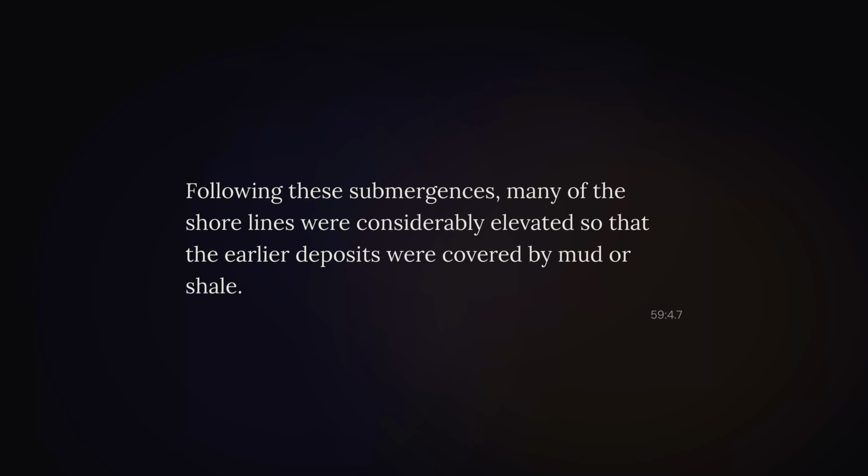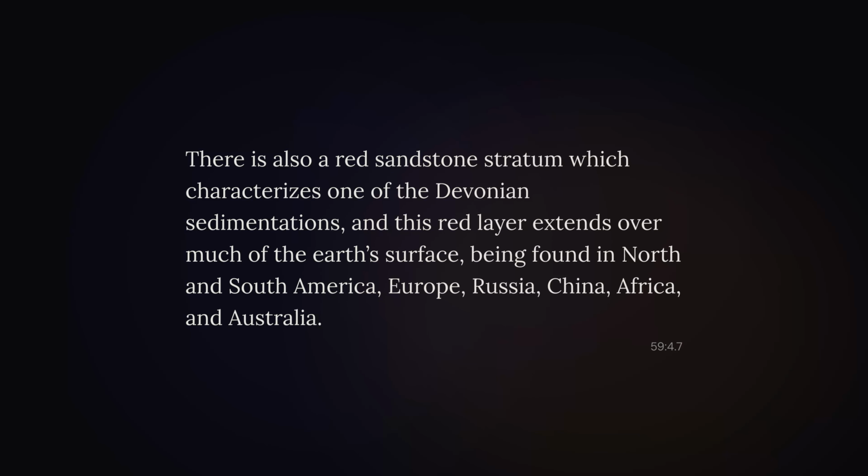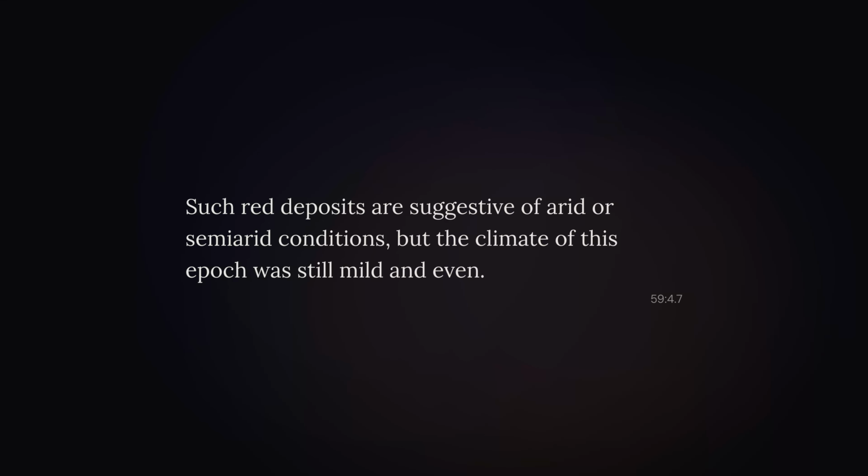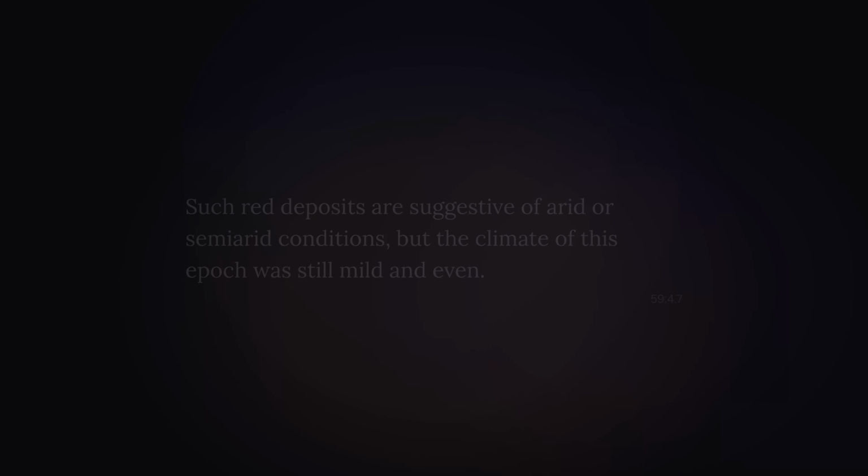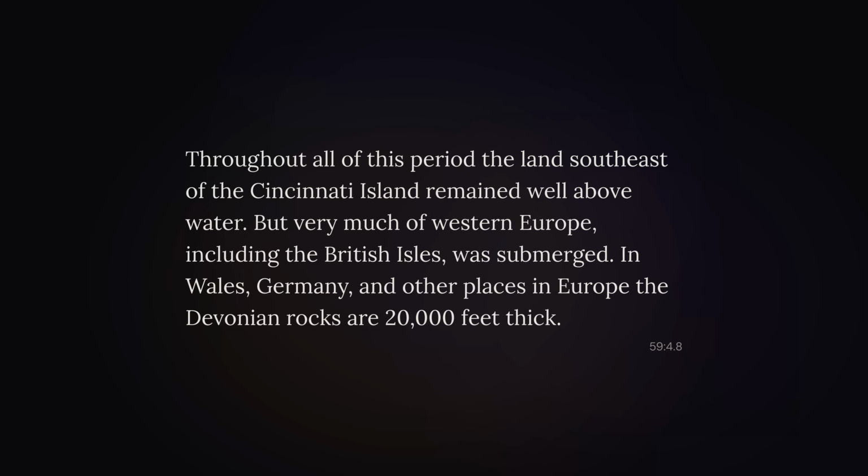Following these submergences, many of the shorelines were considerably elevated so that the earlier deposits were covered by mud or shale. There is also a red sandstone stratum which characterizes one of the Devonian sedimentations, and this red layer extends over much of the Earth's surface, being found in North and South America, Europe, Russia, China, Africa, and Australia. Such red deposits are suggestive of arid or semi-arid conditions, but the climate of this epoch was still mild and even. Throughout all of this period, the land southeast of the Cincinnati Island remained well above water, but very much of Western Europe, including the British Isles, was submerged. In Wales, Germany, and other places in Europe, the Devonian rocks are 20,000 feet thick.